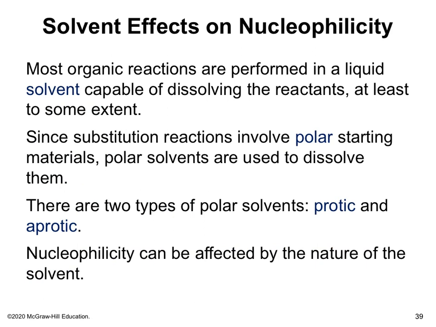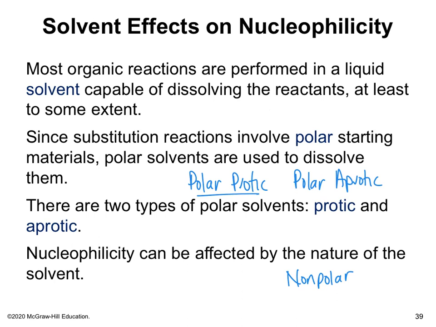Solvent effects. There are three types. You can have polar protic, polar aprotic, or non-polar solvents. Non-polar solvents are like hexanes, benzene, carbon tetrachloride, dichloromethane. These are going to be non-polar. Polar protic are going to be like water, methanol. These are polar protic. They have a hydrogen bonded to an oxygen.